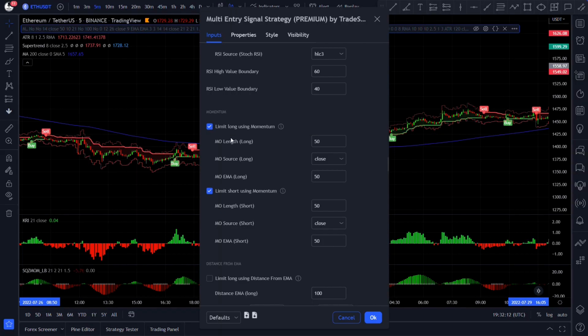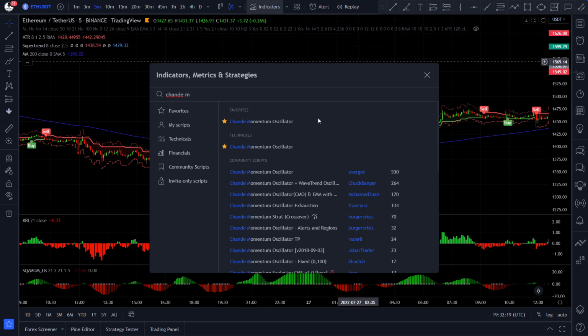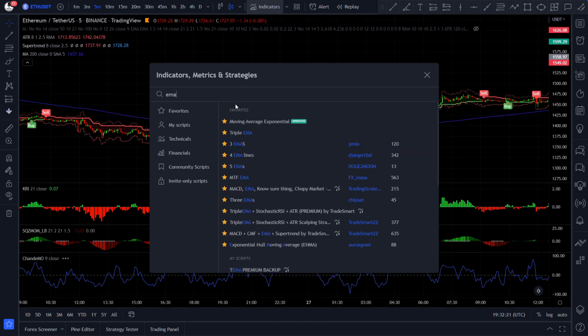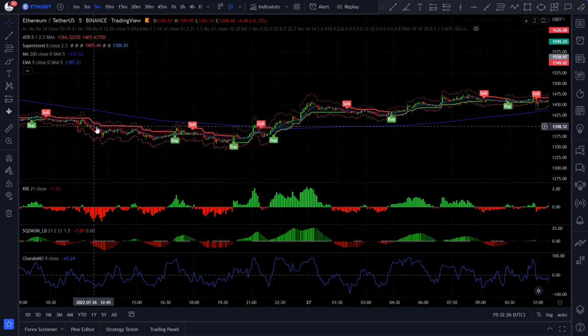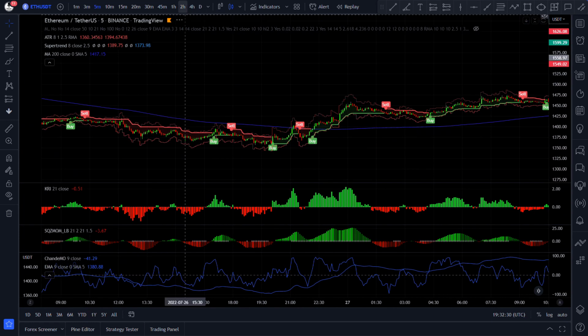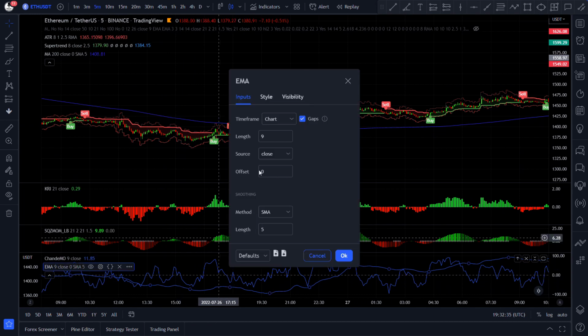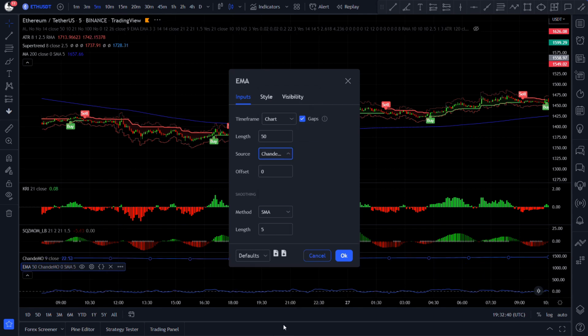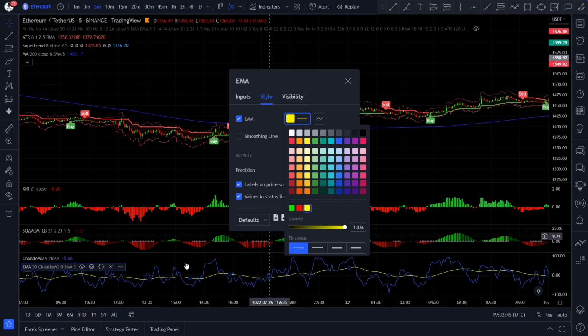Moving on, the next filter is the candle momentum oscillator. To get this one on your chart, type in candle momentum in the indicators tab and click on this one. Then type in EMA and click on moving average exponential. Now click on the EMA and start pulling it towards the candle indicator. Once it's there, release it. This way, the EMA will be displayed on the oscillator. Now double click on the EMA, set its length to 50, then click on its source and choose Candle from the drop-down menu. Finally, click on the style settings and change its colors to yellow.